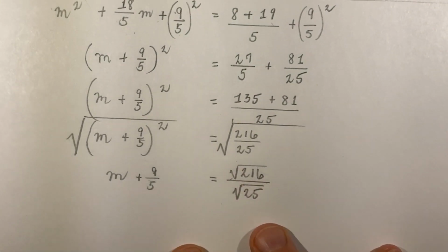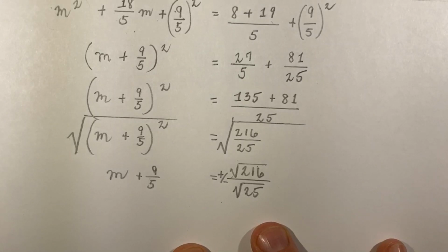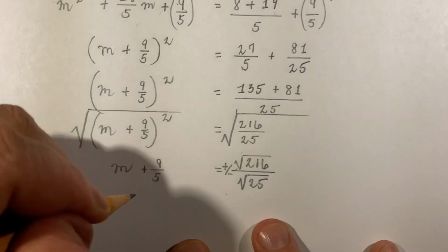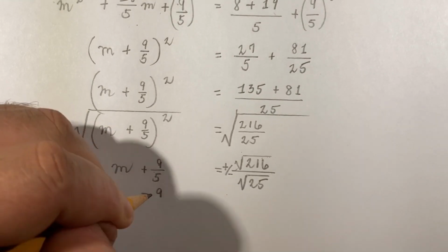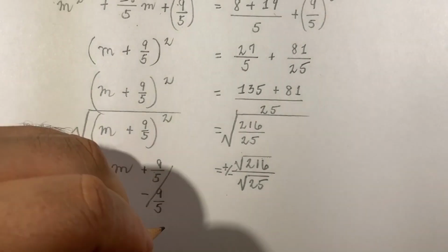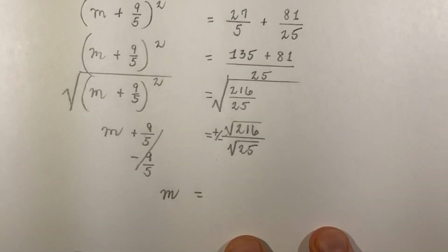We mustn't forget the plus or minus, since there will be two solutions, the fundamental theorem of algebra. And now all you have to do is subtract 9/5 from both sides. Okay, and we got m by itself, just like that. Kind of sudden that it happened, didn't it?